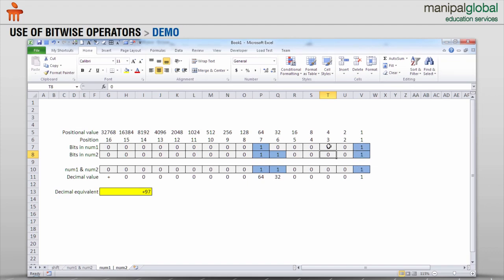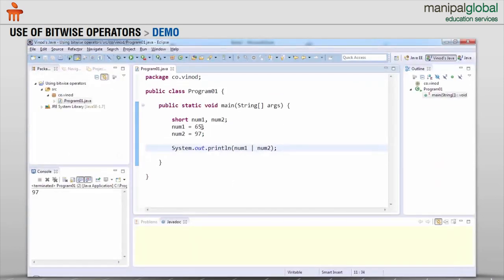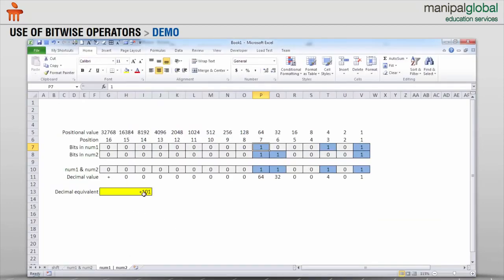Now, if I just happen to put a 1 here, that is going to be plus 4 to the first number, that's 69. So if I go back to this and put 69, you will see that the result is 101, which is what we see here, 101. So this is exactly how this AND and OR works.